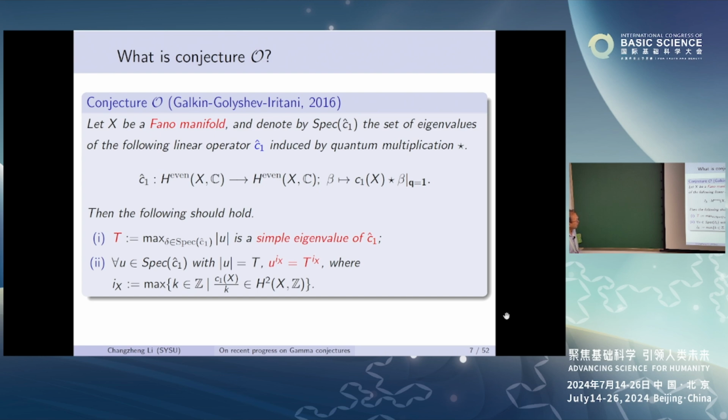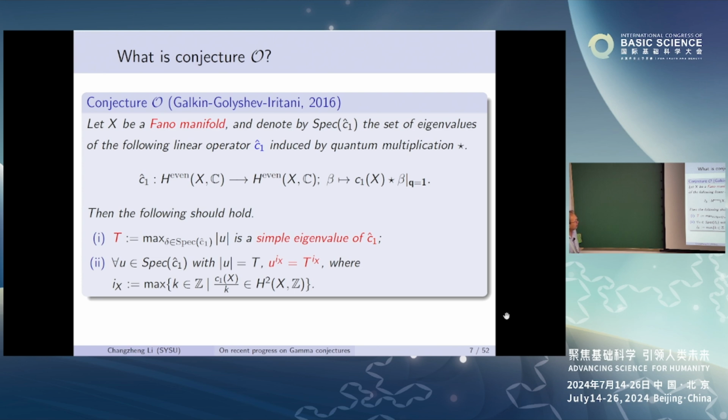Then from here, C1 theta is a linear operator on a finite-dimensional vector space, and then we can calculate the eigenvalues. They claim that the following should hold. First, the spectral radius itself should be a simple eigenvalue. Secondly, if we consider the eigenvalues of the same absolute value, then this should hold. In other words, all such eigenvalues should be roots of unity.